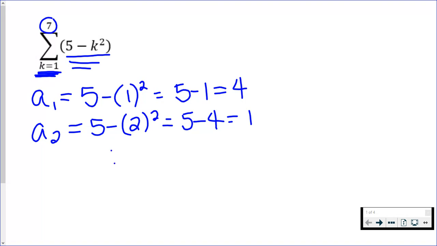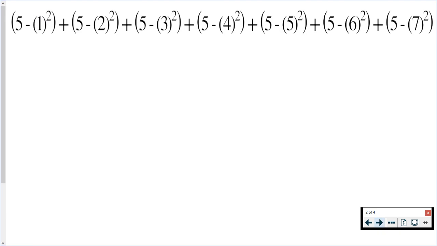You do this all the way up to a subscript 7 because of this number up top. So if you want, I would pause the video so that you can find all 7 of your terms. So plugging in 1 through 7 gives us this.